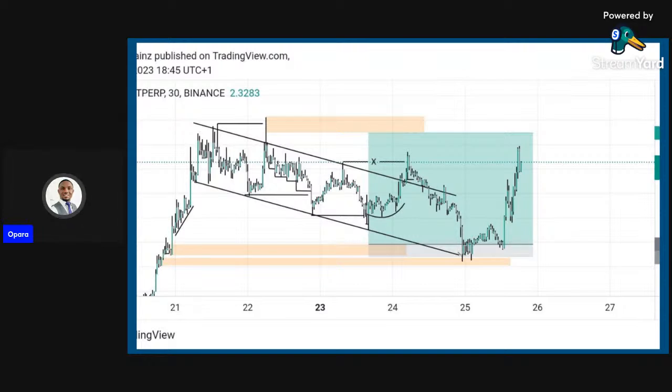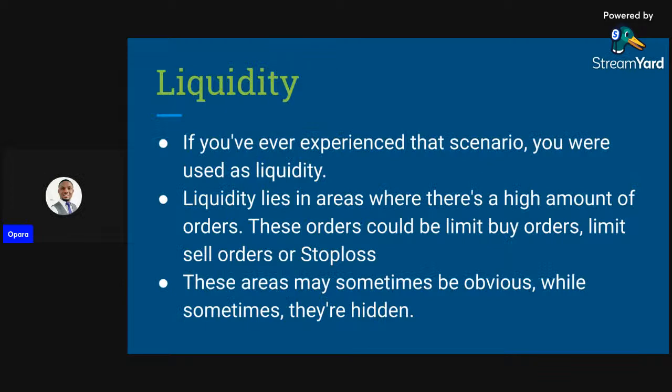So you need to be very, very attentive to this particular session. I'm going to teach you how to identify this liquidity, so you're not going to keep on giving your money to the market. Now, liquidity lies in areas where there's a high amount of orders. Of course, we talked about demand and supply, and then we talked about the order block. So you can see all these things are kind of related. Don't worry, as we progress, we're going to understand how each of these things correlate and how you can use them to make a better analysis.